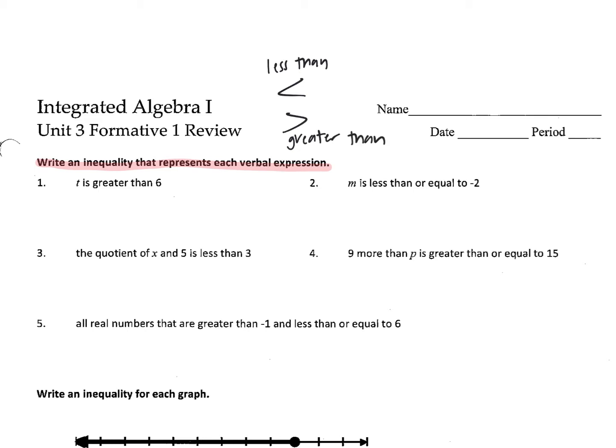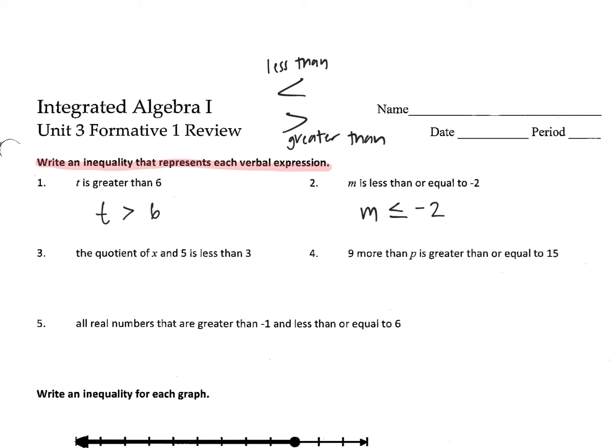Okay, so if I read this statement right here, number 1 says t is greater than 6. So I'm just going to write it out just as it says. T greater than symbol 6. That's all it is. Number 2 says m is less than or equal to negative 2.